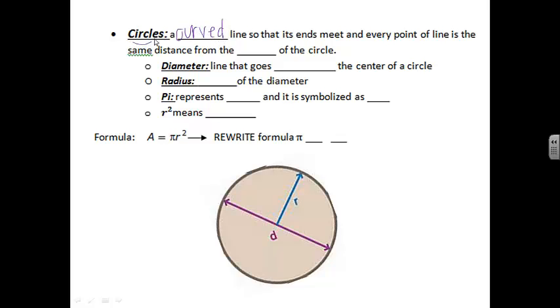Circles are kind of their own kind. They're a curved line so that the ends meet, and every point of the line is the same distance from the center of our circle.